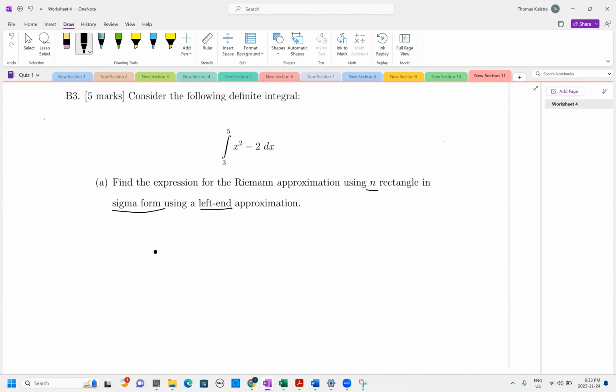Because we're asked to use n rectangles, we're just solving for Rn in general. We're not solving for R5 or R8 or anything. It's Rn, and we want to use n rectangles, which means when we do our process, we start with delta x equals 5 minus 3, or b minus a, over n. So this is equal to 2 over n.